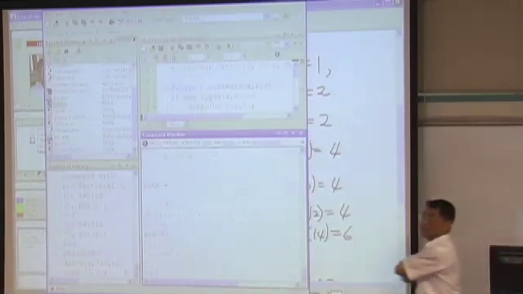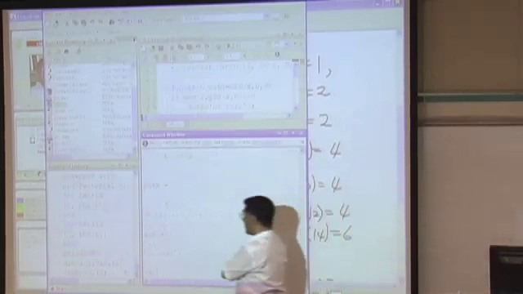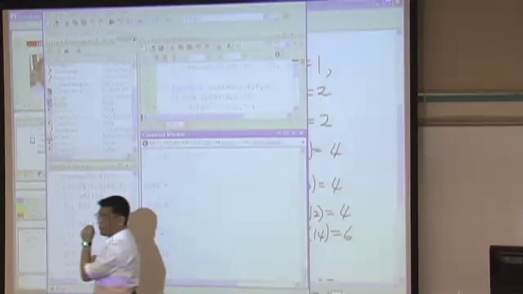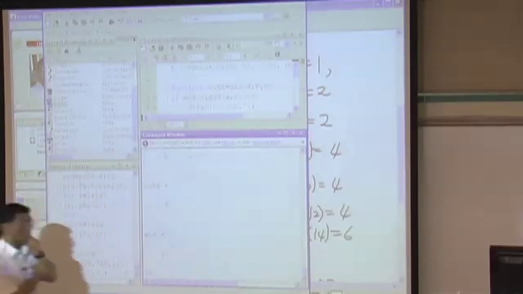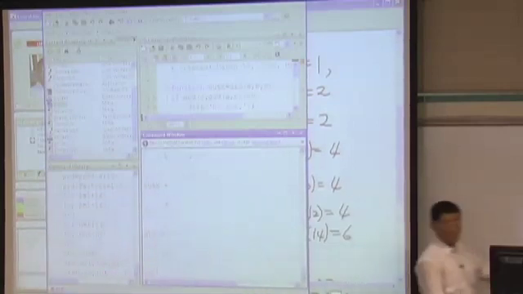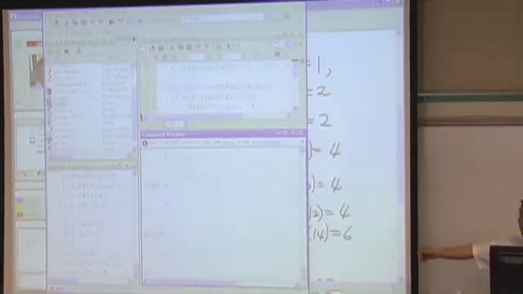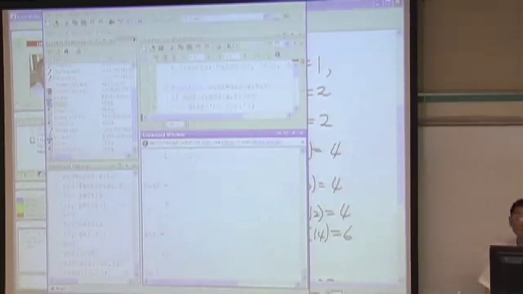So 33. 33 is the one satisfying the two conditions. With modulus 10, it has remainder 3. With modulus 7, it has remainder 5. 28 and the remainder is 5. Do you see? So these are the things that you can use.